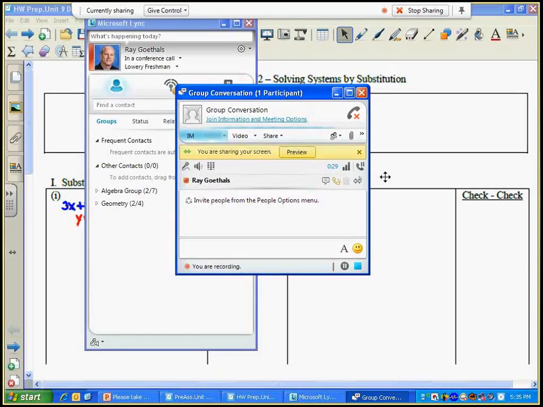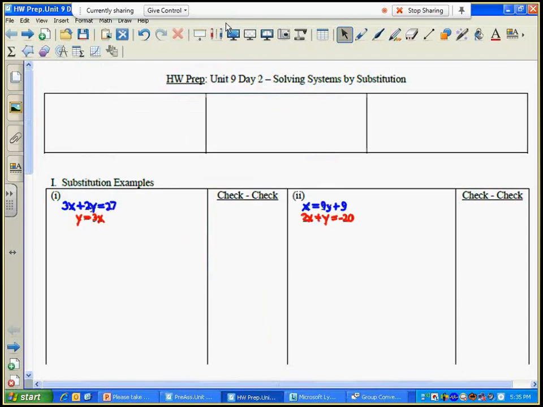All right, Unit 9, Day 2, Solving Systems by Substitution. Now on Day 1, remember, we started solving these systems by graphing. Remember that a system is just either two equations or two lines on the graph. To solve a system, you're just trying to figure out what ordered pair satisfies both of those equations, or where those two lines cross. Now, graphing always works, but there are other ways to solve a system that don't require a graph. And the first one we're going to talk about is substitution.